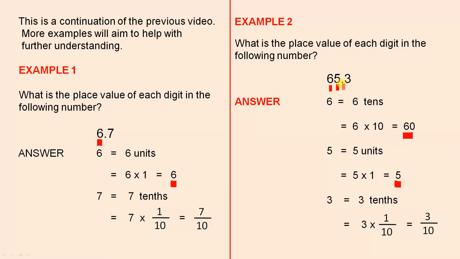The 3, which is directly to the right of the decimal point, is in the tenths column. 3 tenths, 3 times 1 on 10 is 3 over 10.